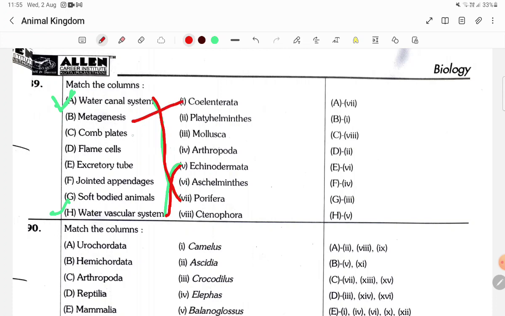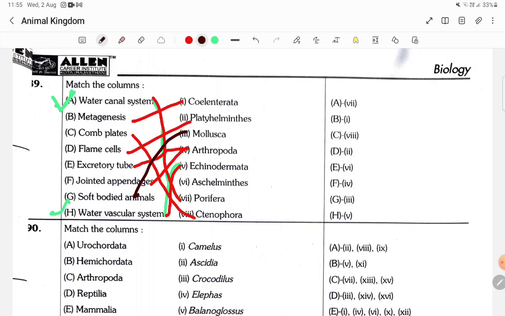Comb plates we have studied multiple times. This is a feature of ctenophora. Coming on option number D, flame cells are found in platyhelminthes. Coming on E option, excretory tubes. So excretory tubes are Malpighian tubules, actually. So it is characteristic of arthropoda. Jointed appendages are also characteristic of arthropoda. Soft bodied animals. So mollusca are the soft bodied animals.